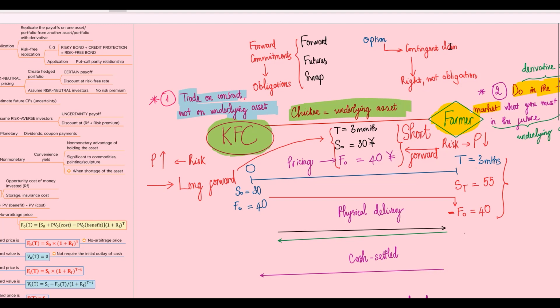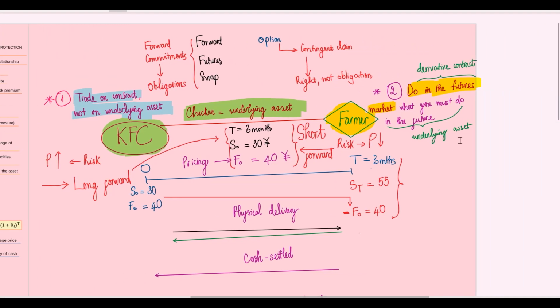For the second group, we have option, which is a contingent claim. What does that mean? Pretty simple. You calculate the future payoff, and then you can decide whether to exercise it or not. Therefore, options are rights, not obligations. Okay?